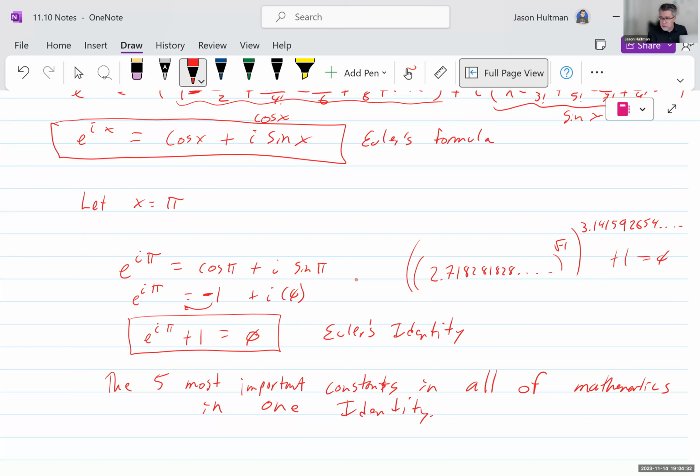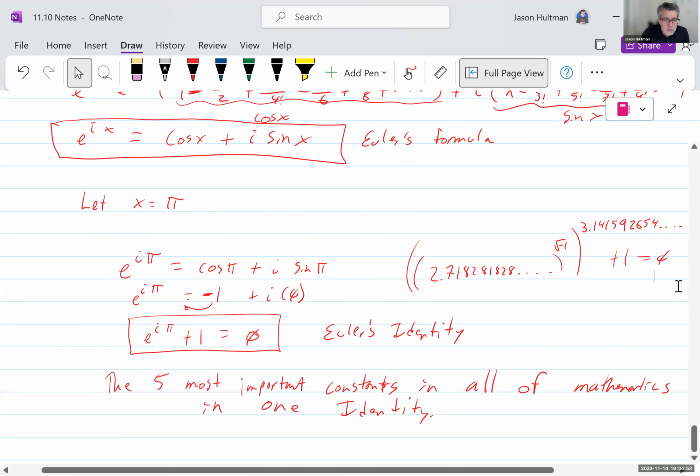And again, if you like this stuff, then maybe you should be in mathematics. Okay, and that's Euler's identity. Apologize for the technical difficulties we had there.